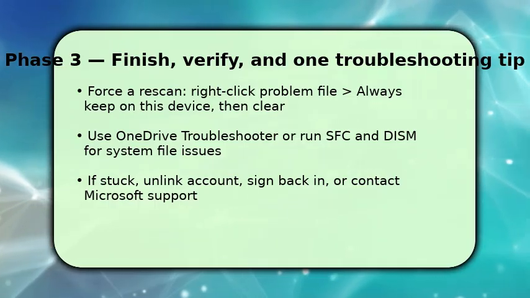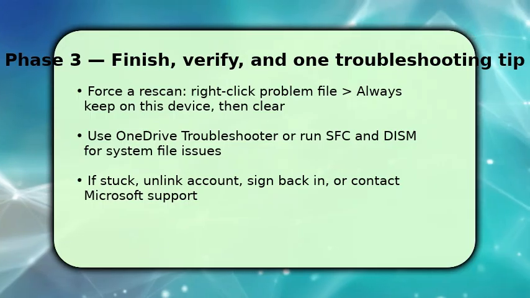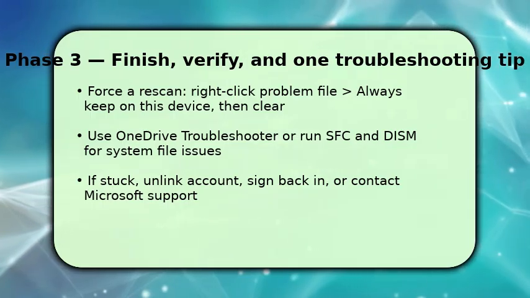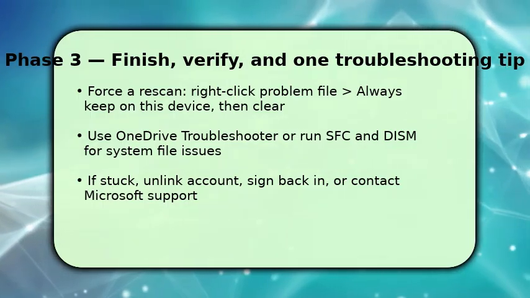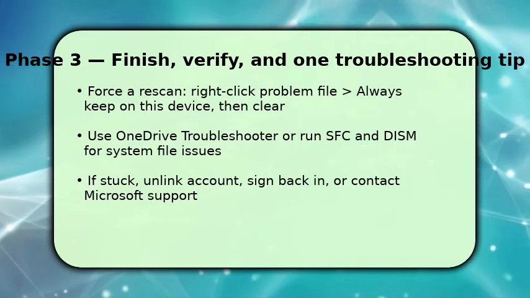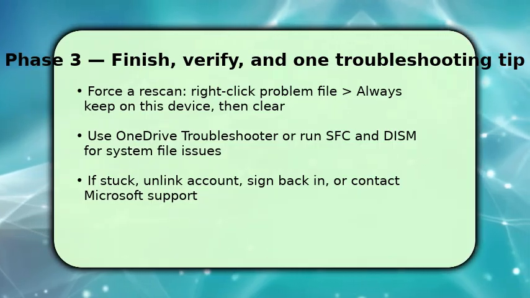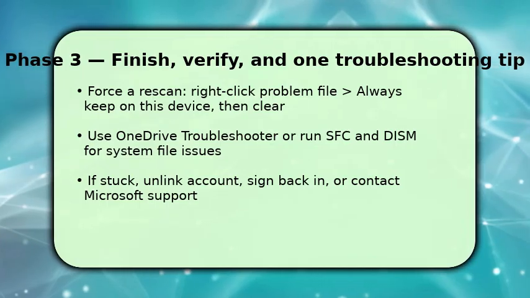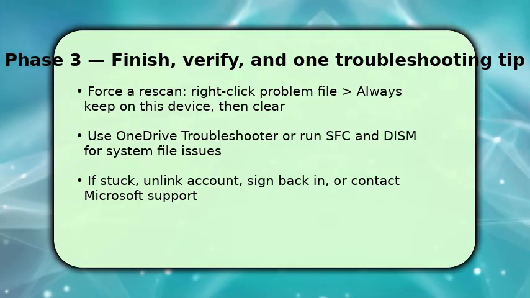If syncing still fails, unlink the PC from OneDrive and sign in again. This recreates the connection. Key tip: if transfers stall, check for long file paths or forbidden characters. Rename files and retry, because those often silently block sync.